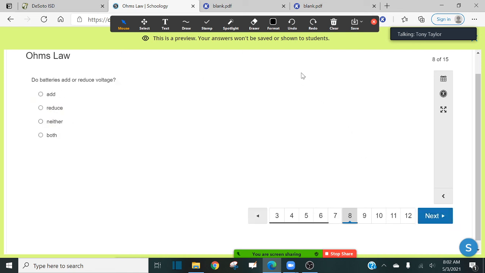Okay. Do batteries add or reduce voltage? Okay, we already talked about this. Batteries are responsible for giving potential energy to your circuit. So in other words, batteries increase voltage because that's what voltage is, potential difference. So batteries add voltage. Okay.